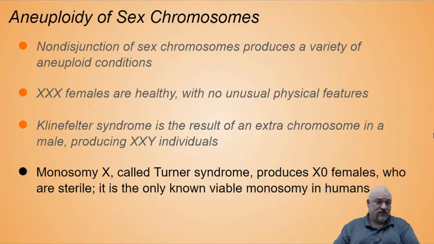Aneuploidy of sex chromosomes. So having a different number of sex chromosomes than normal, as opposed to just the regular autosomes like we were talking before, can produce a number of conditions. You can get three X's, in which case the females are healthy with no unusual physical features. Klinefelter syndrome, which is XXY. So you have two X's and then a Y. Monosomy X, otherwise called Turner syndrome, produces X0 females, just one X. They are generally sterile, and it is the only known viable monosomy in humans.